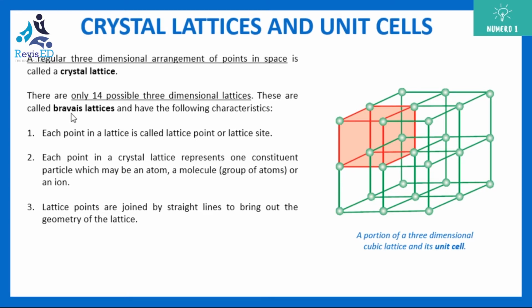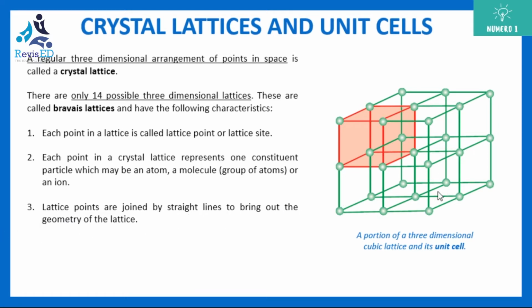These are also known as Bravais lattices and have the following characteristic: each point in the lattice is called a lattice point or lattice site, and each point in the crystal lattice represents one constituent particle, which may be an atom, a molecule, that's a group of atoms, or an ion. The lattice points are joined by straight lines to bring out the geometry of the lattice.